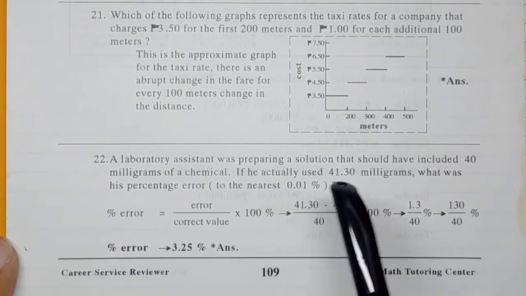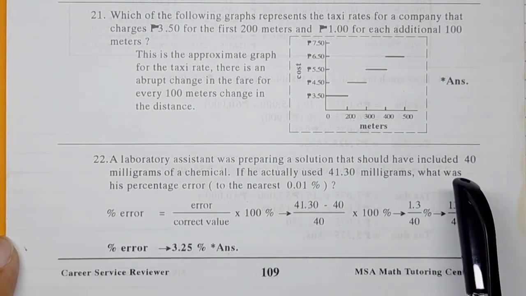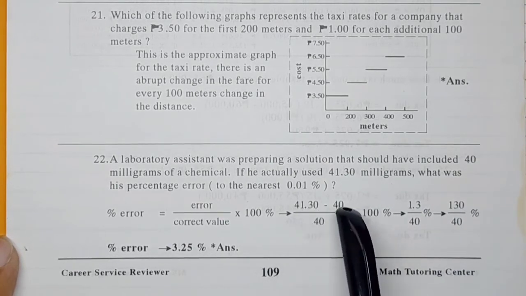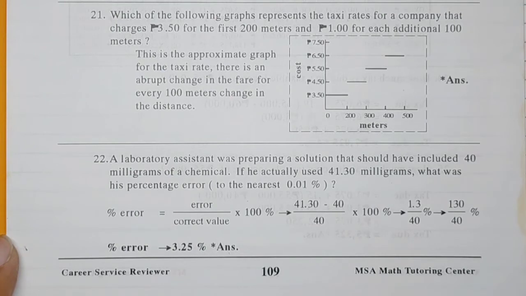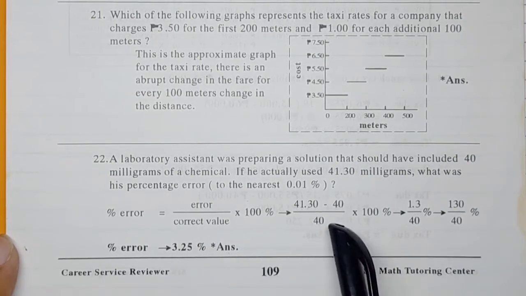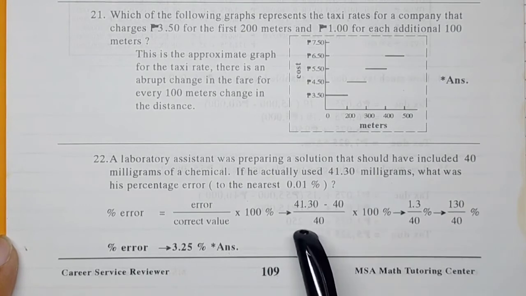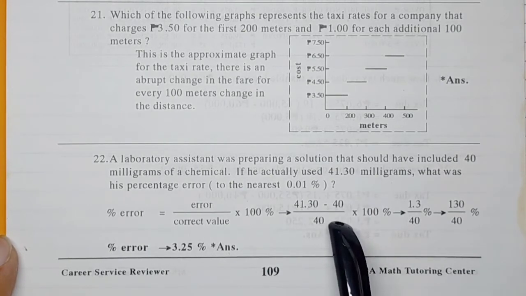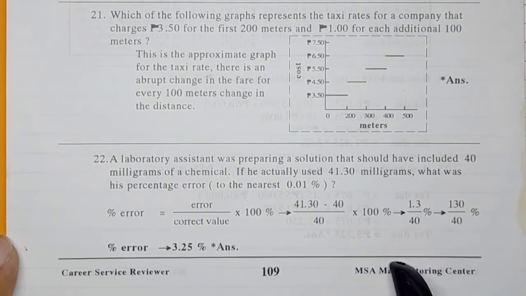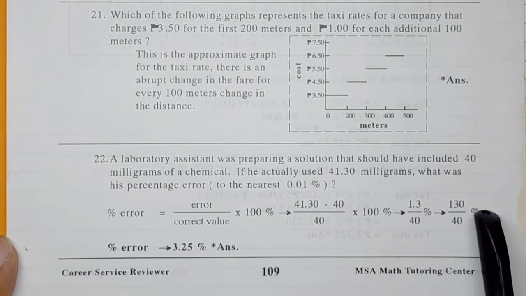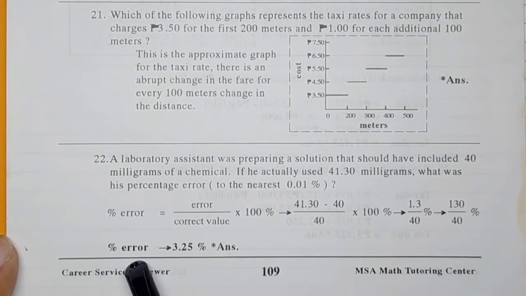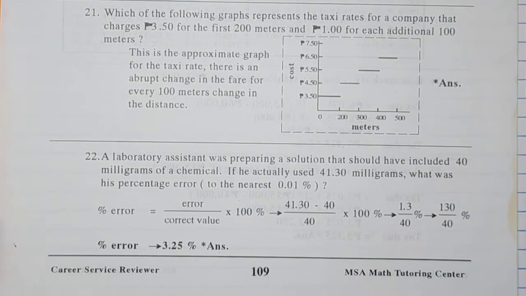A laboratory assistant was preparing a solution that should have included 40 milligrams of chemical. If he actually used 41.30 milligrams, what was his percentage error to the nearest 0.01%? Okay? Therefore, percentage error is equal to error over correct value times 100%. It says here he used 41.30. So 41.30 minus 40 milligrams of chemicals divided by 40 times 100%. The result will be 1.3% over 40 equal to 130% over 40. Therefore, the percentage error is 3.25%.